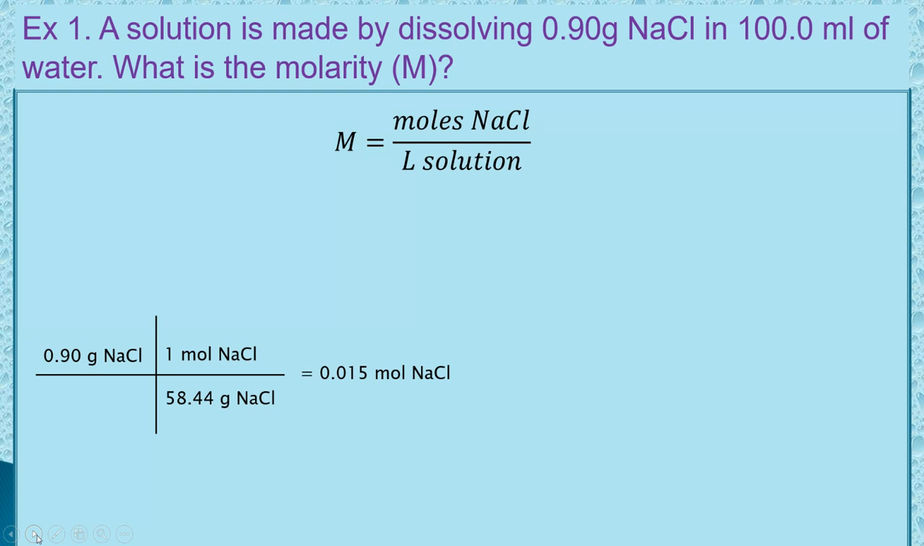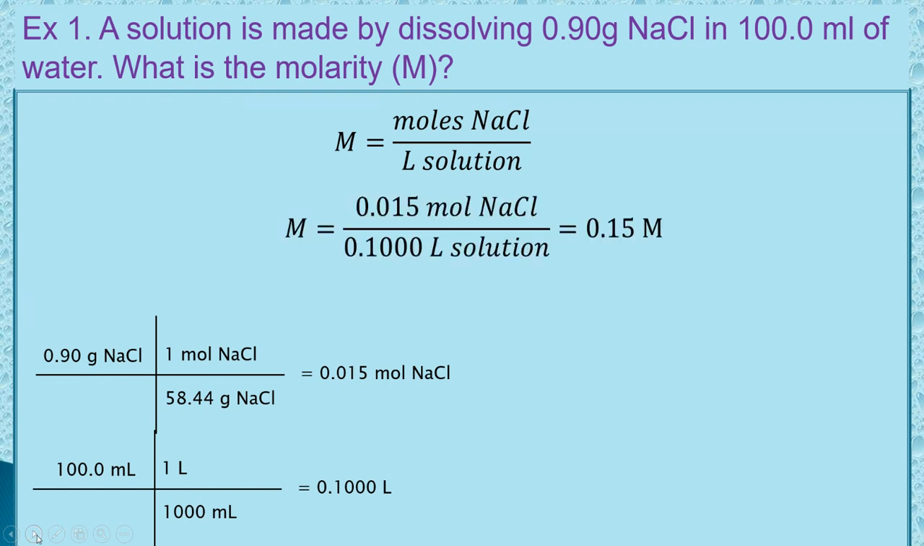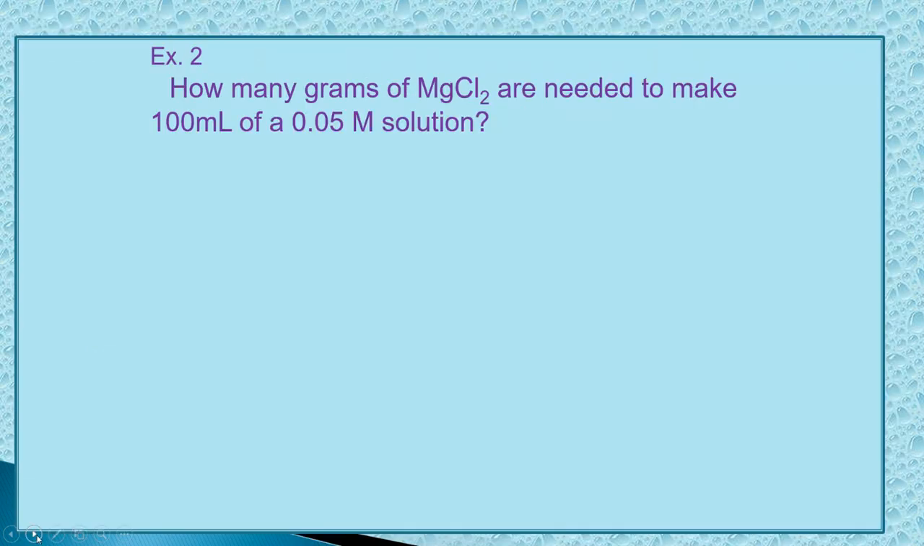Now let's convert our milliliters to liters. We know that we have 100 milliliters of solution. There are 1,000 milliliters in 1 liter, and so that gives me 0.1000 liters. Now that we have both moles and liters, we can plug into our formula. So my molarity is going to be 0.015 moles divided by the 0.1 liters, which is going to come out to be 0.15 molar. Let's take a look at another example.